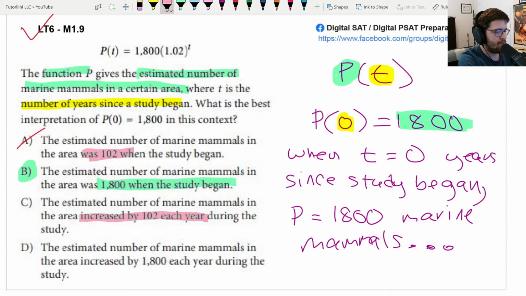Increased by 102 each year. There's also no 102 in that point. So that's wrong. I'm guessing people are getting this from here, but that's not what the question's asking about. It's asking about this.